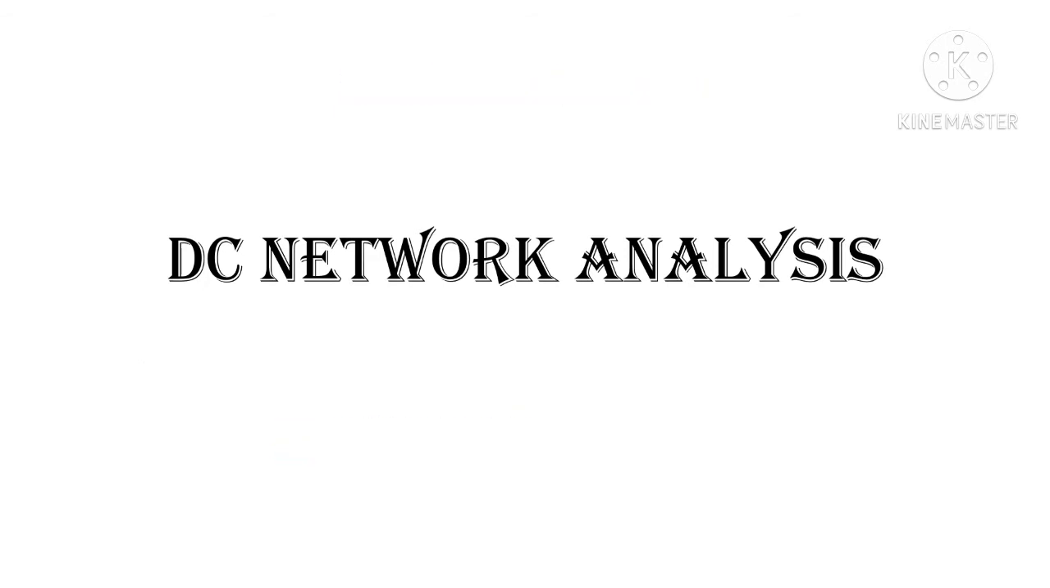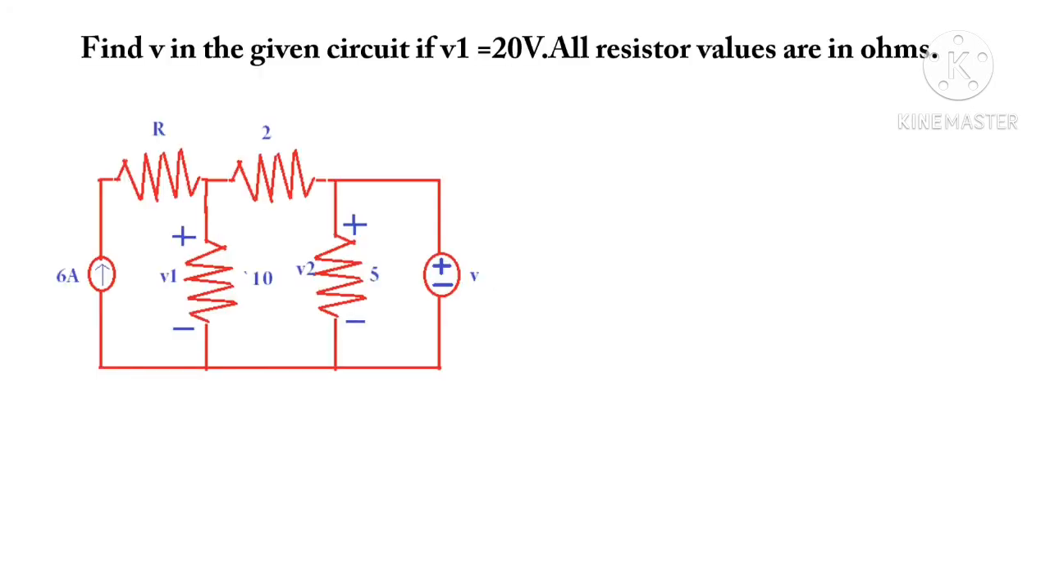This session deals with the analysis of DC circuits. So let us see the first example. We have been provided with a circuit wherein we need to find this voltage V, given the voltage across this 10 ohm resistor is 20 volt. We have a current source of 6 amps, a 2 ohm resistor, a 5 ohm resistor, and an unknown resistor R. We have been asked to find this voltage V.